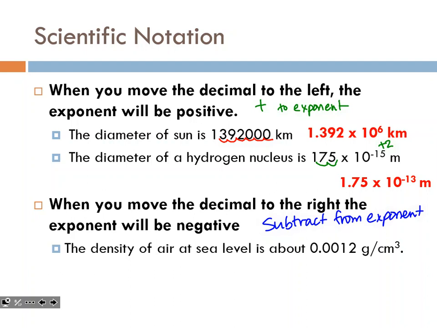So, density of air at sea level is about 0.0012 grams per centimeter cubed. Move it this way. Now the number's less than 1. We move it 3 spots, 3 place values, to have one number in front of the decimal. So it's 1.2 times 10 to the minus 3 grams per centimeter cubed. Simple enough? All right.